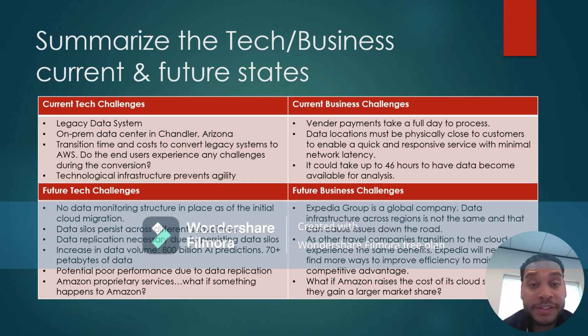And then there are future business challenges. Expedia is a global company, and data infrastructure across the regions is not the same, and that can cause issues down the road. That's probably going to be something they're going to be dealing with, just an ongoing process that is inevitably going to affect the business processes. And then as other companies transition to the cloud and get some of these benefits that AWS or other cloud services provide, Expedia will probably lose some of that competitive advantage. So they need to continue to be innovative.